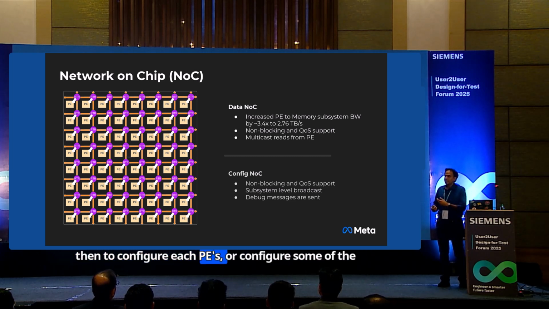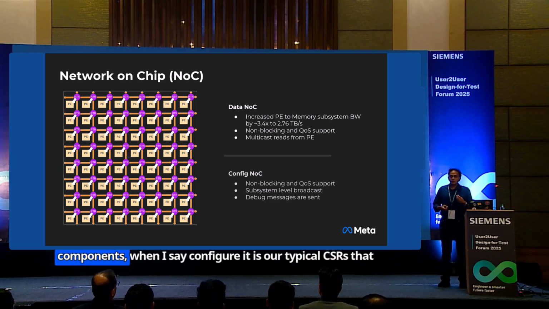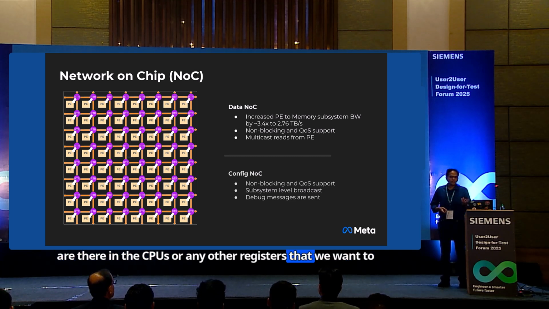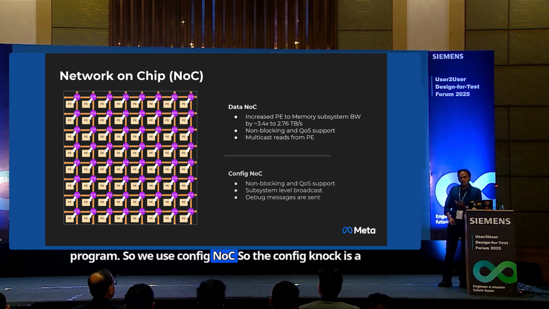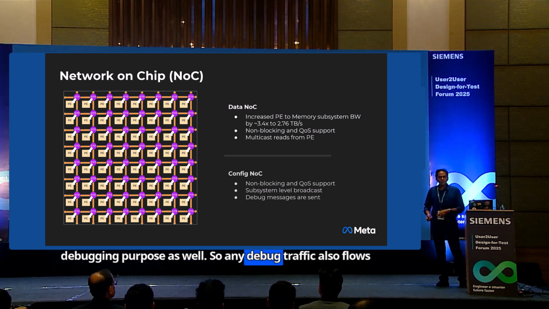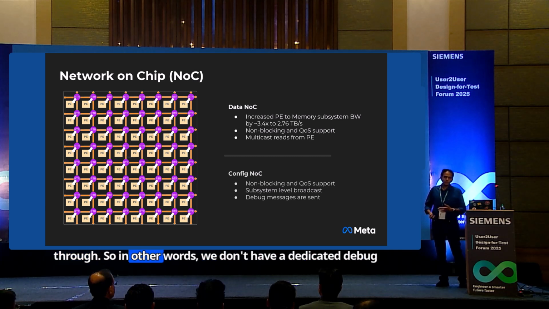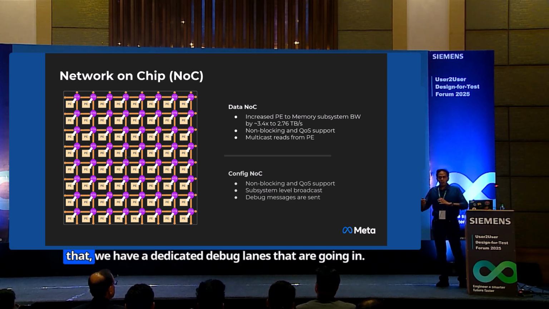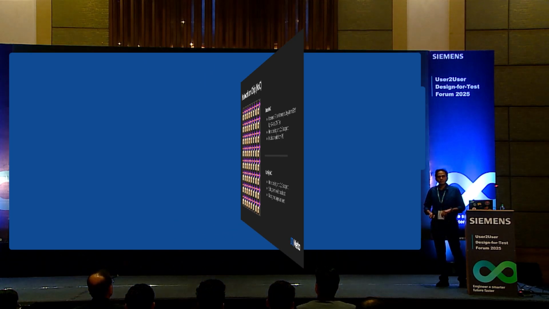And then to configure some of the components, when I say configure, it is our typical CSRs that are there in the CPUs or any other registers that we want to program. So we use the config NOC. The config NOC is the backbone for any programming. We also use that for debugging purposes as well, so any debug traffic also flows through. In other words, we don't have dedicated debug traffic flowing inside the compute core, but outside of that, we have dedicated debug lanes that are going in.